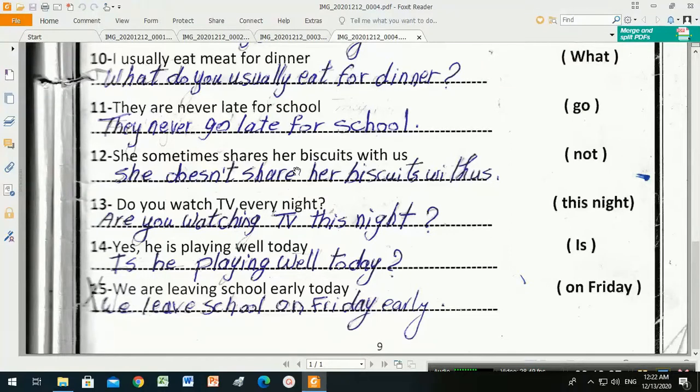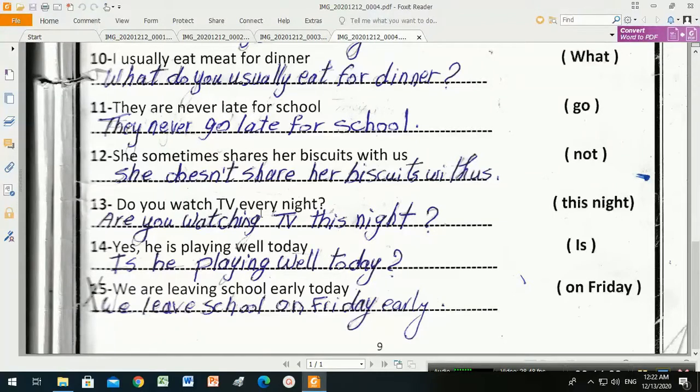She sometimes shares her biscuits with us. Here between brackets not, and this means that he wants us to change this sentence into negative. Yes, very good. We first remove sometimes, and she takes what? Doesn't, of course. She doesn't share her biscuits with us.